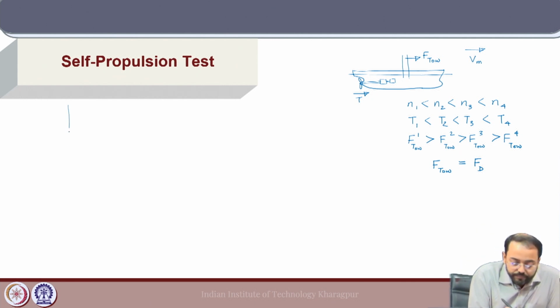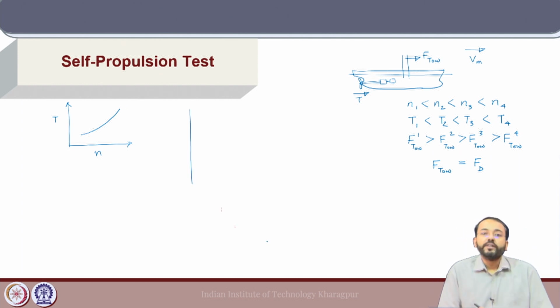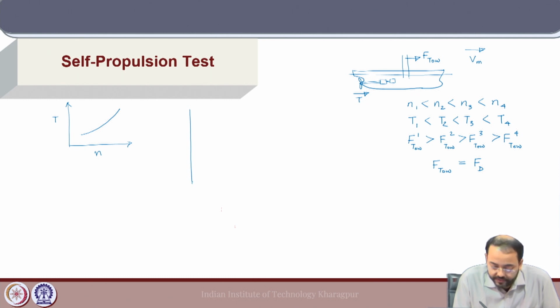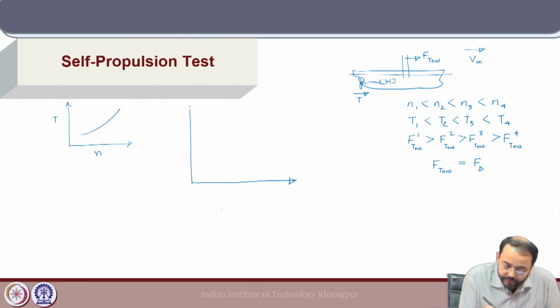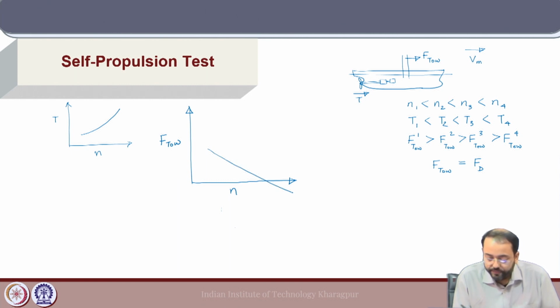Now, if we plot the propeller thrust versus RPM, it will increase as the RPM increases. On the other hand, if we plot the tow force, F tow with RPM, the tow force will decrease with the increase of RPM. Now, let us say these are the 4 points N1, N2, N3 and N4.